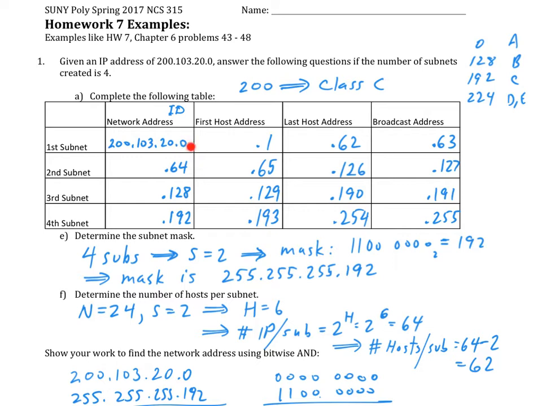And the first host address is 1 more than the network ID. The broadcast address is the last IP address there, which is 1 less than the IP address of the next subnet. And the last host address is 1 less than the broadcast. So I just filled in these numbers based on that. And the last one is always 255 in a Class C. Okay? So we used this sort of math with the N and the S and the H to calculate this.